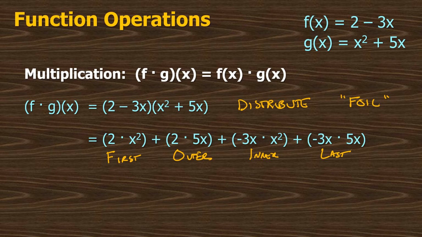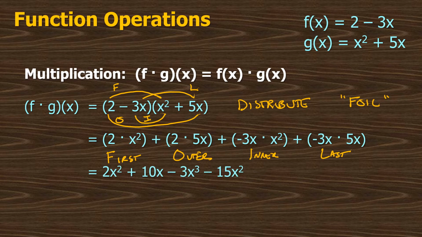Let's go through the process and show you how we come up with the terms. That's where you go 2 times x squared, because each of those are the first terms of each binomial. Then if you take the outer terms of the binomials, 2 times positive 5x, that's how you get the O. The inner would be the two innermost pieces, which would be negative 3x times x squared. And then finally, your last terms of each binomial, negative 3x times 5x, is how you get the L. When you multiply those together, you'll come up with 2x squared plus 10x minus 3x cubed minus 15x squared. Take the like terms, 2x squared and negative 15x squared, combine those, and you'll come up with negative 3x cubed minus 13x squared plus 10x.